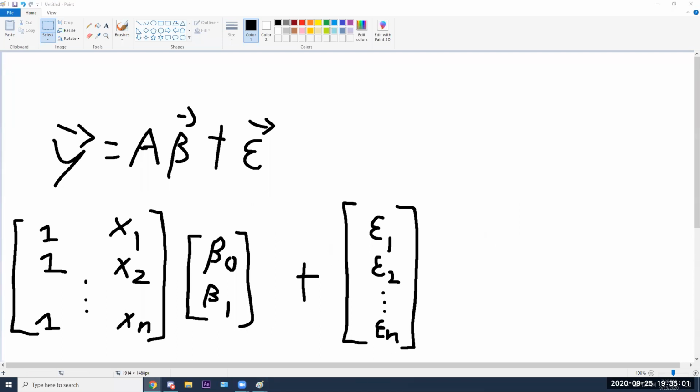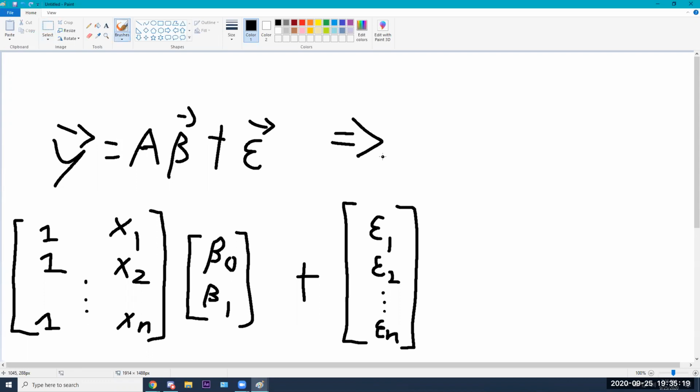For those who aren't too familiar with what matrices and vectors look like. And one last thing here: we have the y vector equal to this, so naturally, we could do a simple algebraic maneuver where the error terms equal the y vector minus A beta.